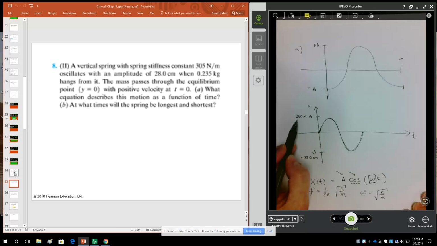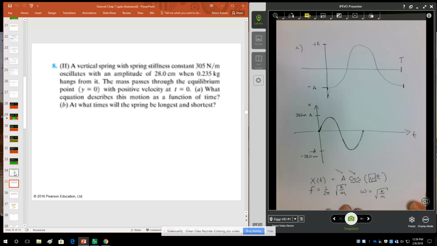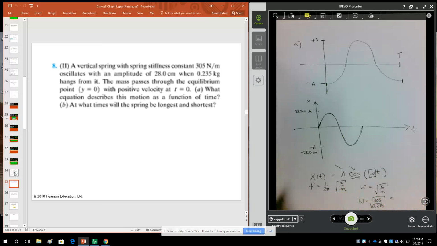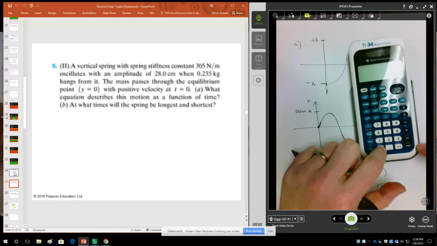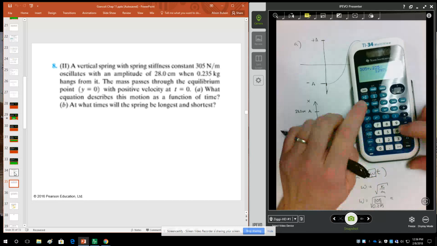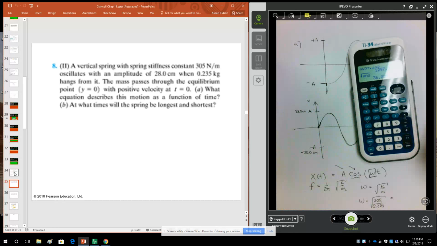The statement that it oscillates with amplitude of 28 tells me about how far it oscillates up and down. So my last little bit of info that I need to map this into a function is that omega is equal to the square root of k. The k value given to us is 305 newtons per meter divided by the mass, 0.235 kilograms. And so again, here, check my calculations. 305 divided by 0.235, and we take the square root of that. So I've got an omega of 36.025, I'm just going to call it 36 radians per second.